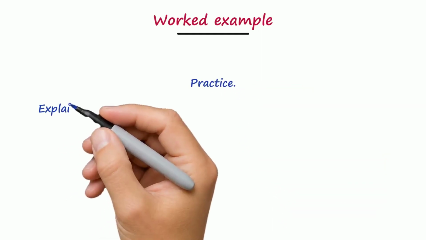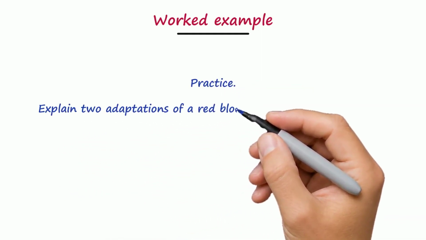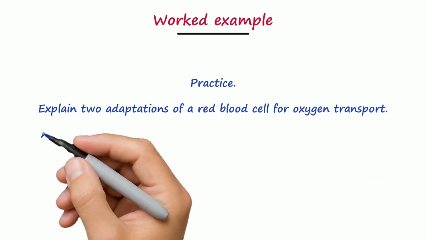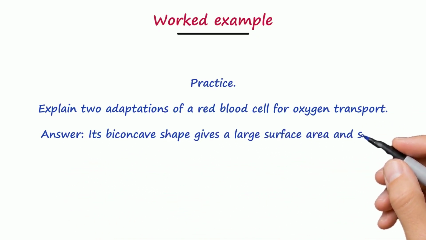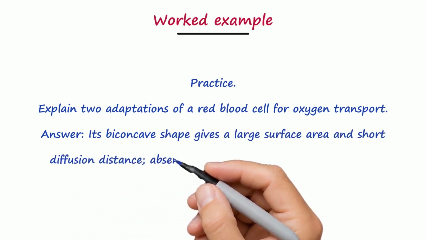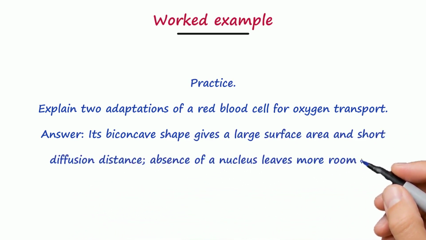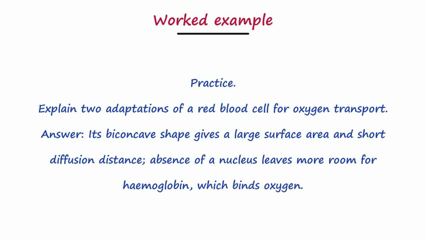Practice. Explain two adaptations of a red blood cell for oxygen transport. Answer. Its biconcave shape gives a large surface area and short diffusion distance for oxygen. Absence of a nucleus leaves more room for hemoglobin, which binds oxygen.